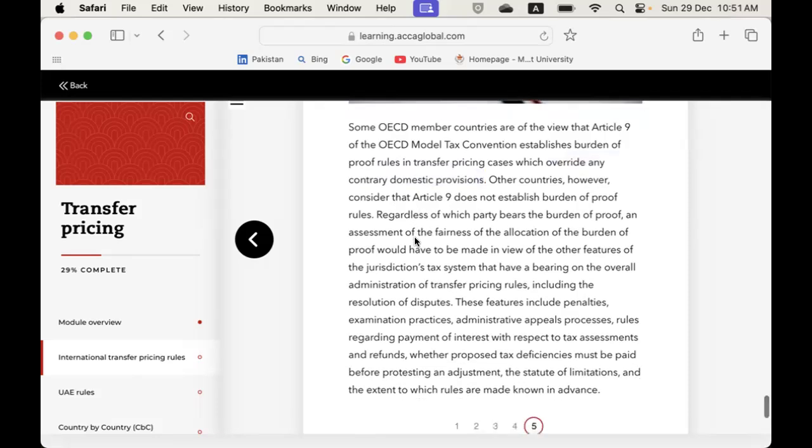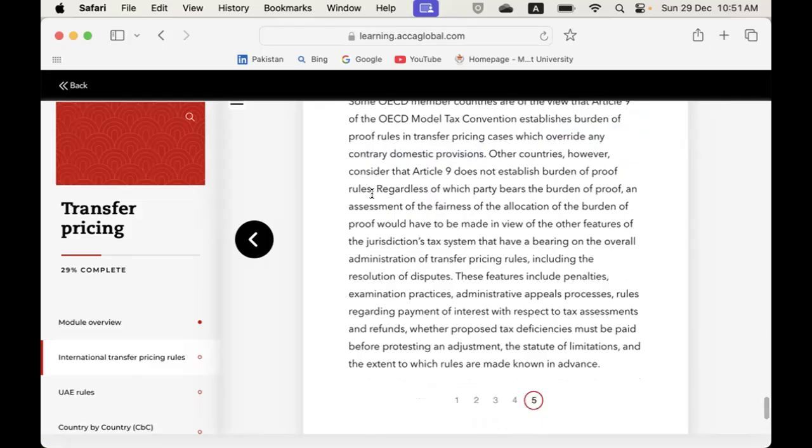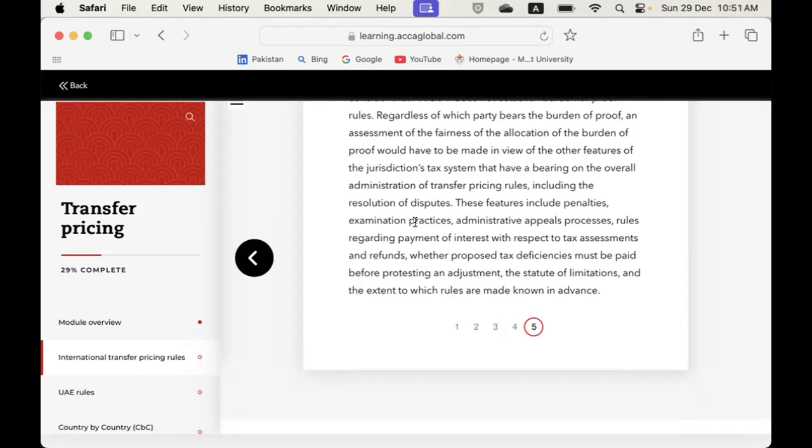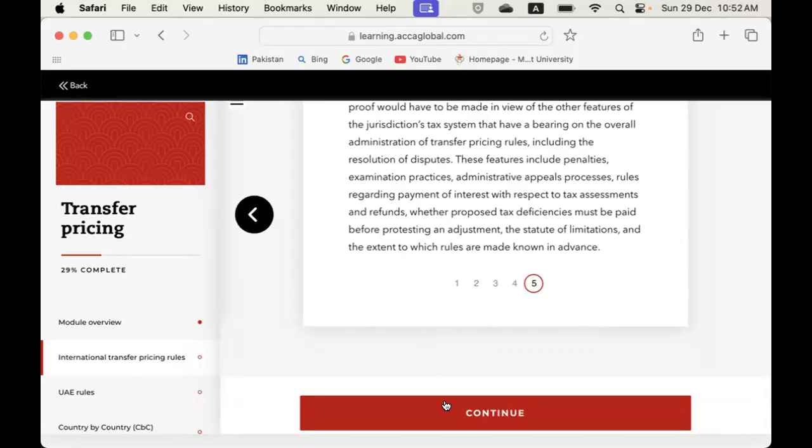Other countries, however, consider that Article 9 does not establish burden of proof rules. So there is a kind of disagreement between countries on this. Regardless of which party bears the burden of proof, an assessment of the fairness of the allocation of the burden of proof would have to be made in view of the other features of the jurisdiction's tax system that have a bearing on the overall administration of the transfer pricing rules, including resolution of disputes. To summarize, it's a granular level matter, and when such a case arises, the high level burden of proof will lie on the revenue authority, but provision of information, etc., will lie on the taxpayer.